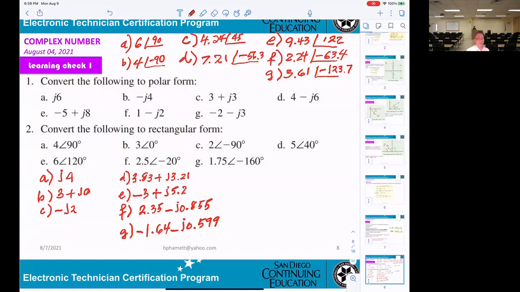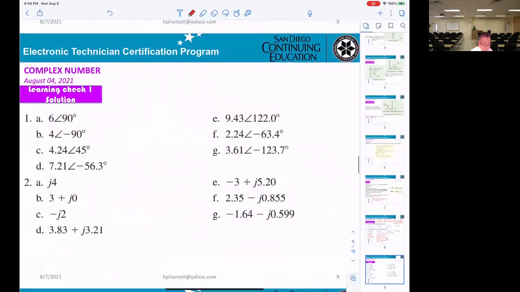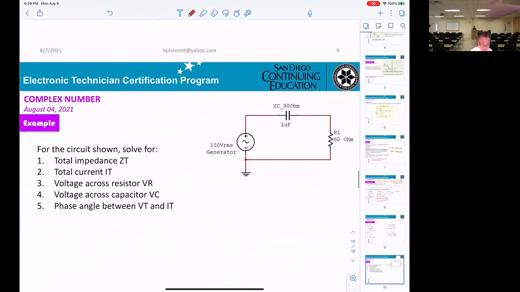Do you have anything to say? Okay, if not, I will stop here. Next week, you will have 2 meetings with me, Monday and Tuesday. We need more time. Next week will be applied into AC circuitry using complex numbers.